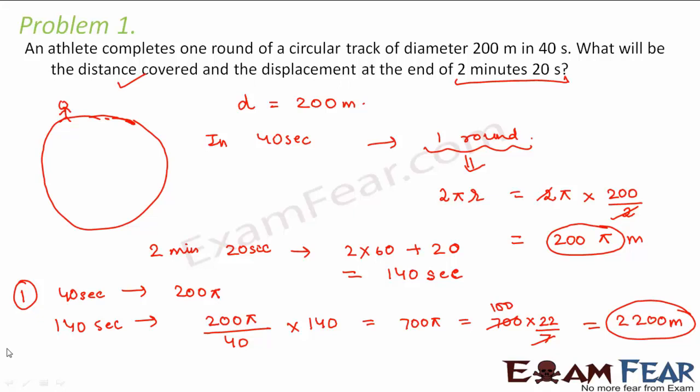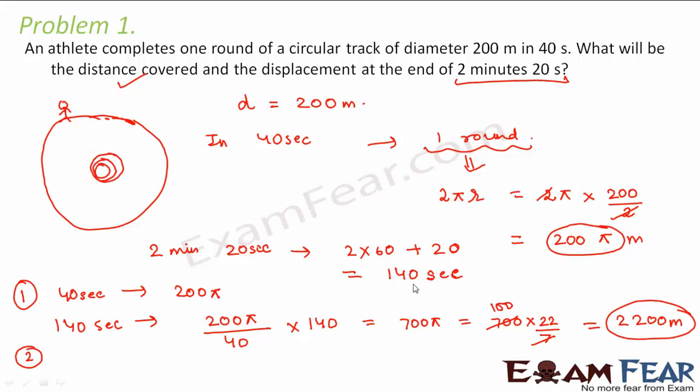Now we have to calculate the displacement. What is displacement? Displacement is nothing but the distance between the initial point and the final point. Now 40 seconds means one round. So 140 seconds would mean how many rounds? For one round he needs 40 seconds. For 2 rounds he would need 80 seconds. For 3 rounds he would need 120 seconds. Correct? That means in 120 seconds he will cover 3 rounds.